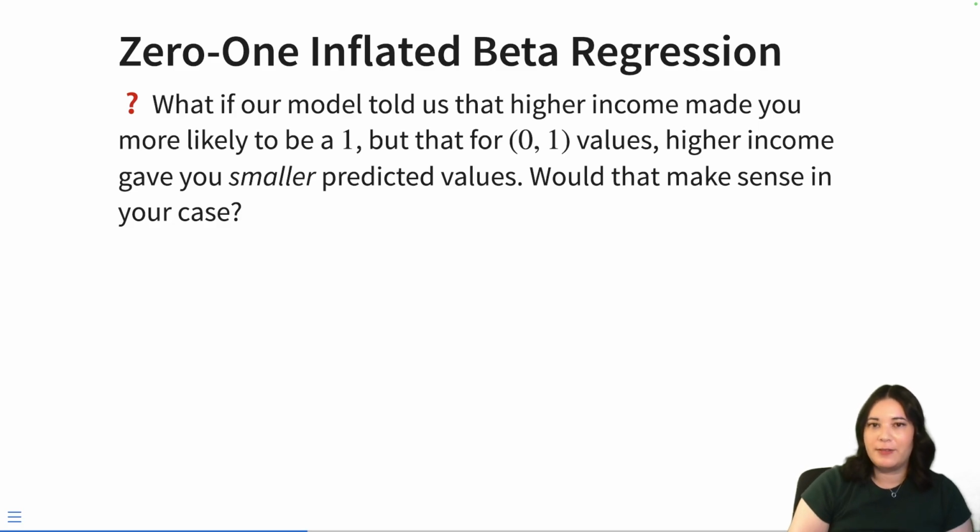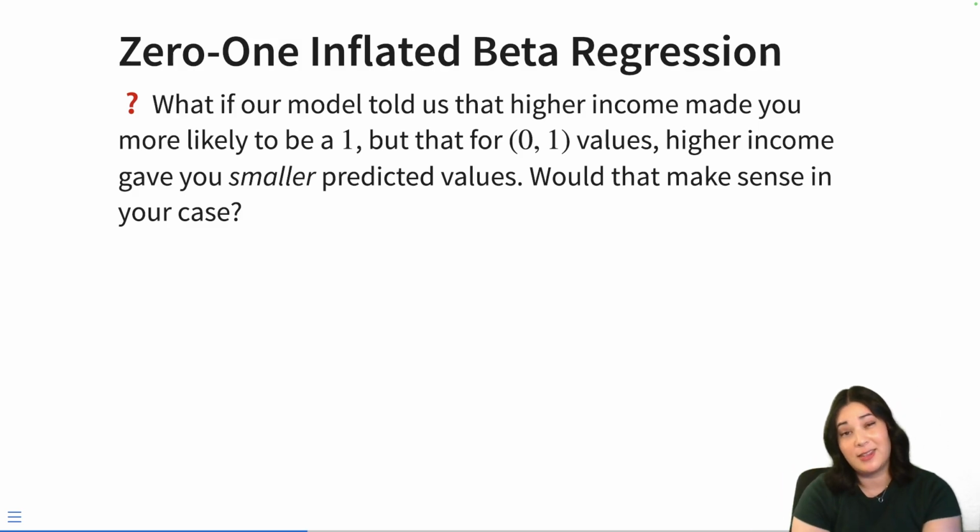We basically have these completely separate processes, right? A process to decide if you're extreme, a process for extreme values to decide if you're a 0 or a 1, and a process for the continuous between 0 and 1 values to decide where you are in that spectrum. And because all of the effects that we can get from those 3 different models don't talk to each other, we need to make sure that that makes sense with the process that we're working with.